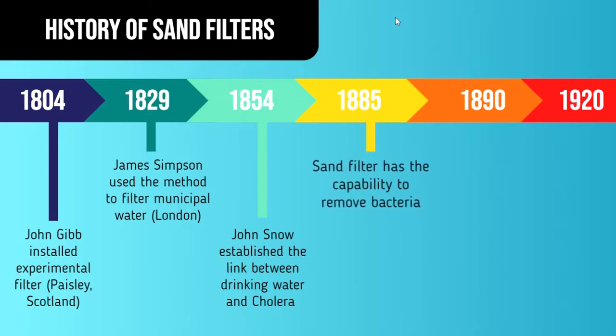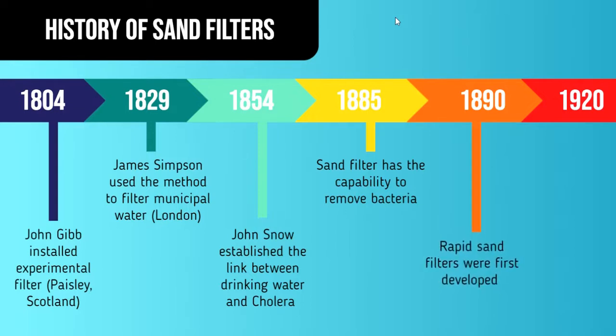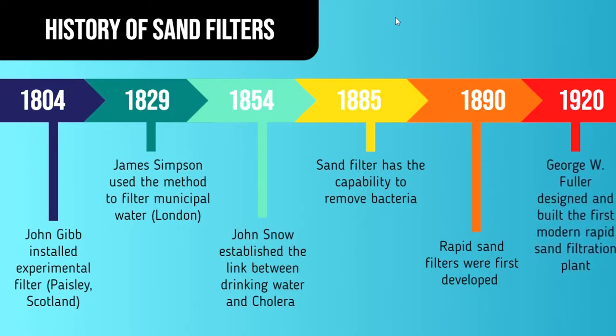In 1885, it was shown that sand filters are capable of removing bacteria, as slow sand filters saved Altona from the cholera outbreak that occurred in Hamburg in 1892. Rapid sand filters were first developed in the 1890s and widely used in large municipal water systems in the 1920s because they require smaller land areas compared to slow sand filters. The first modern rapid sand filtration plant was designed and built by George W. Fuller in Little Falls, New Jersey, and was used in the 1920s.